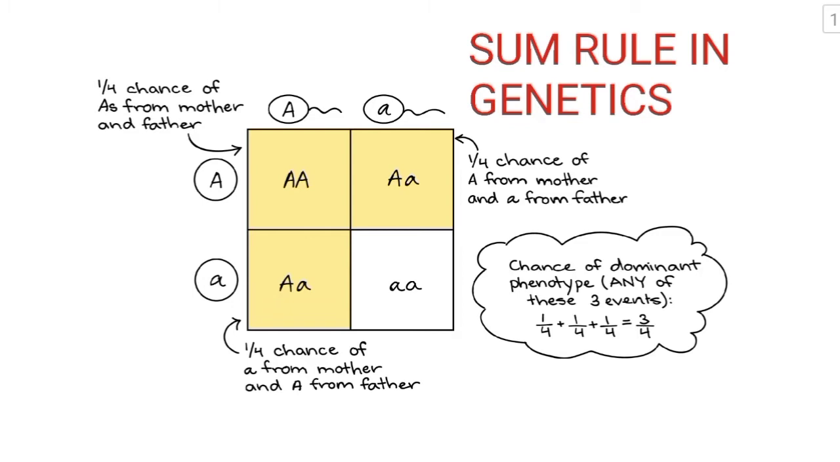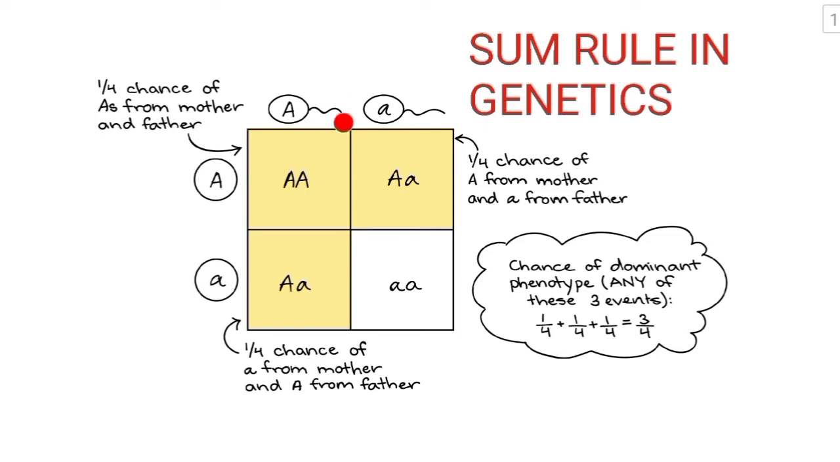For example, let's use the sum rule to predict the fraction of offspring from an AA, big A, small a cross big A, small a cross that will have the dominant phenotype. 2 big A or big A, small a genotype. In this cross, there are 3 events that can lead to a dominant phenotype.